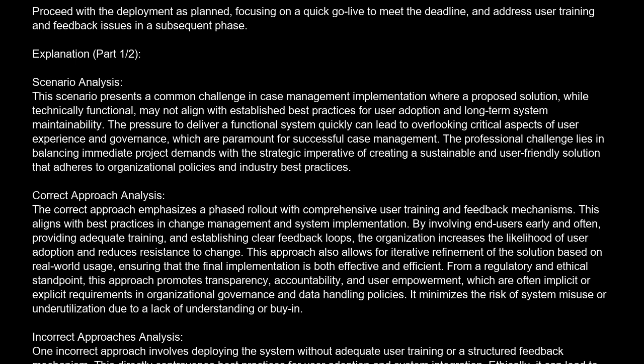This approach also allows for iterative refinement of the solution based on real-world usage, ensuring that the final implementation is both effective and efficient. From a regulatory and ethical standpoint, this approach promotes transparency, accountability, and user empowerment, which are often implicit or explicit requirements in organizational governance and data handling policies. It minimizes the risk of system misuse or underutilization due to a lack of understanding or buy-in.